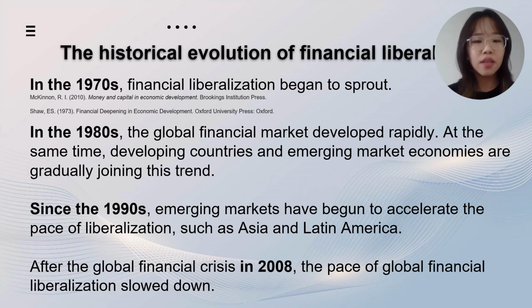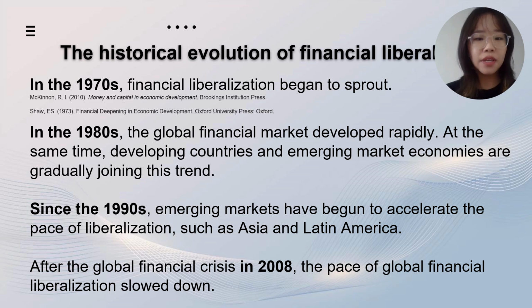In the 1980s, the United Kingdom and the United States took the lead in promoting financial liberalization, releasing restrictions on capital flows, and driving the rapid development of global financial markets. At the same time, developing countries and emerging market economies have gradually joined this trend. With the continuous development of financial liberalization, emerging markets began to accelerate the pace of liberalization in the 1990s, such as Asia and Latin America.